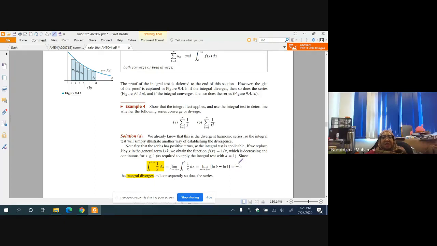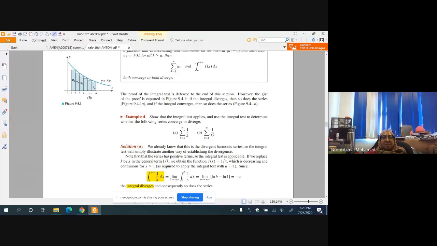Plus infinity means that this integral diverges, so this summation also diverges. The integral diverges, and so does the series. If this one converges, then this one also converges.